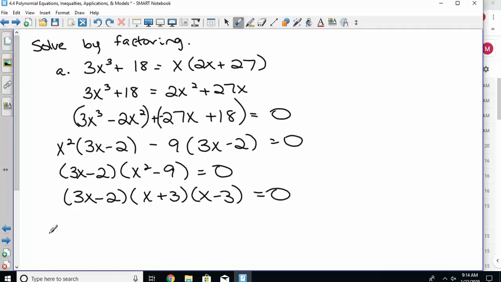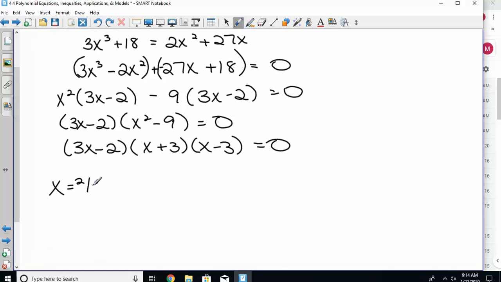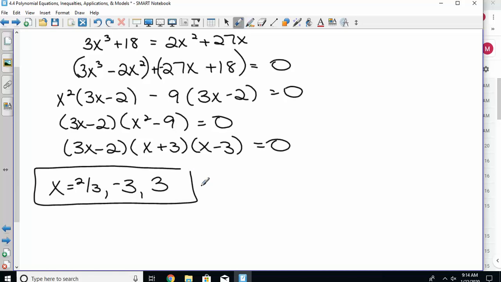So solving for x, what makes 3x minus 2 equal 0? It's just a 1 because it's not squared. What about x plus 3? Negative 3. x minus 3? Positive 3. This one I didn't ask you to graph, so you can stop there.